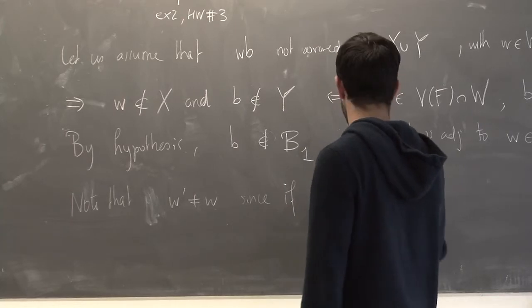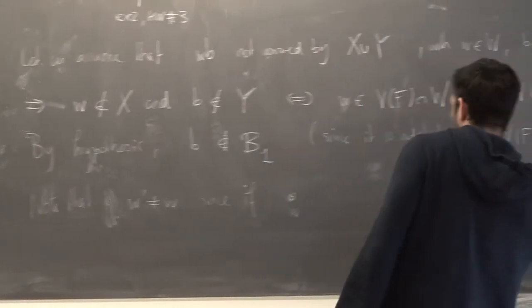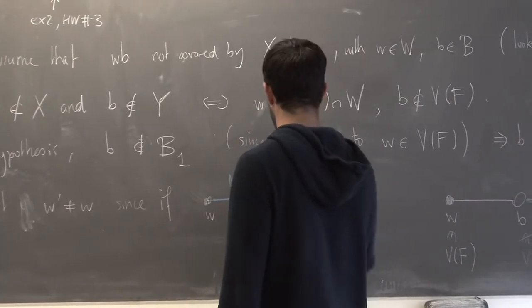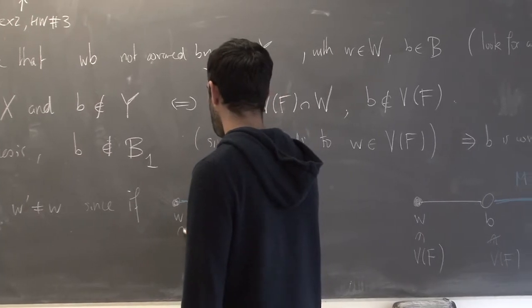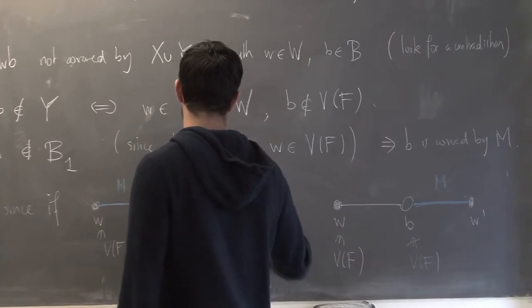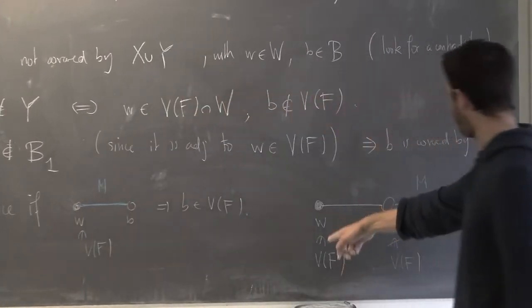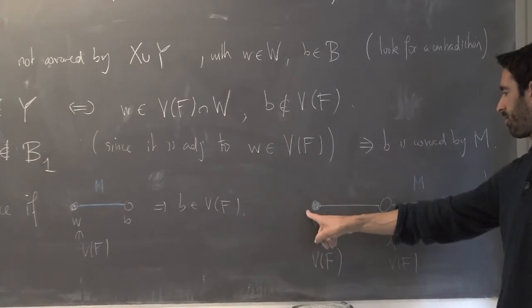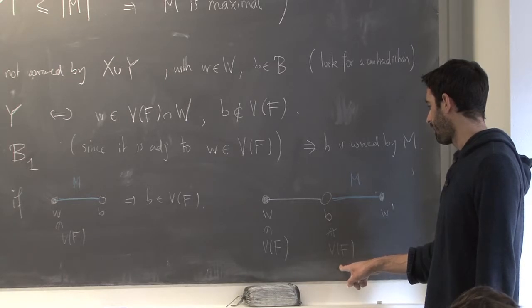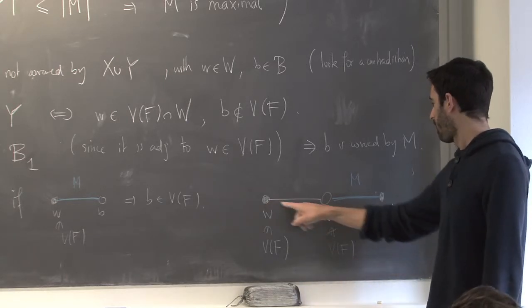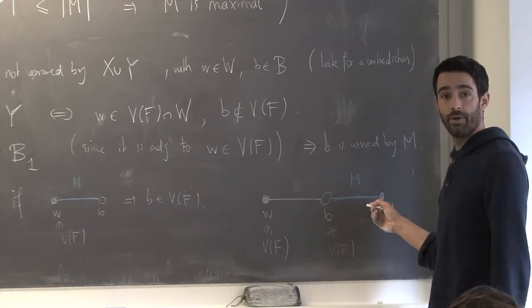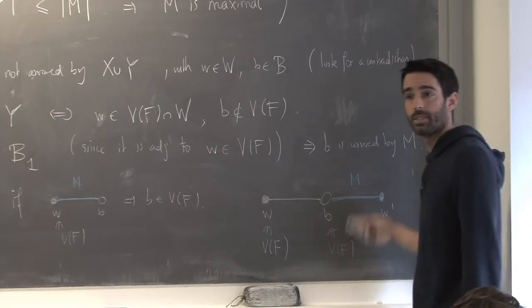So I'll just make a drawing. If I have W, M, B and W in V of F, this would imply that B is also in V of F. So what do we have? We have this picture here. We have this vertex which is in the forest, and then we have this one which is not in the forest. So do you see the contradiction? Here, actually, it means that we could add this to the forest, and this contradicts the maximality of the forest.